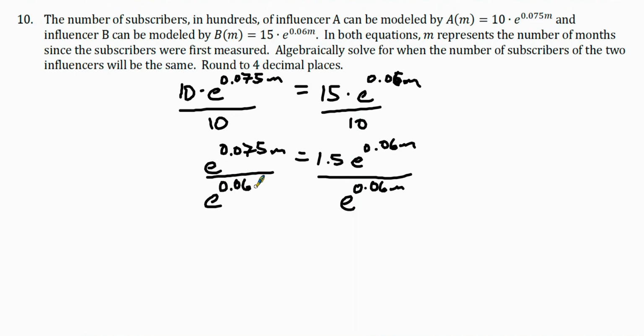Now when I do this, on the right side, obviously these cancel out. But on the left side, when I am dividing two things with the same base, I subtract the exponents. So 0.075 m minus 0.06 m, I mean, we could put those values into the calculator, but if I'm subtracting those, that should be 0.015 m equals 1.5. Once I have it down to here, now this should hopefully look pretty similar.